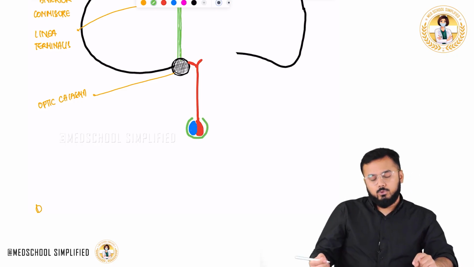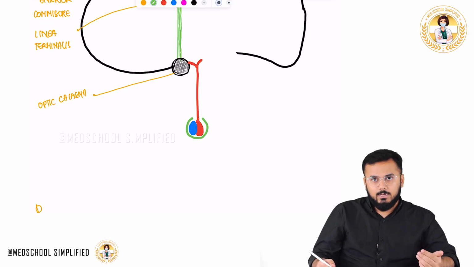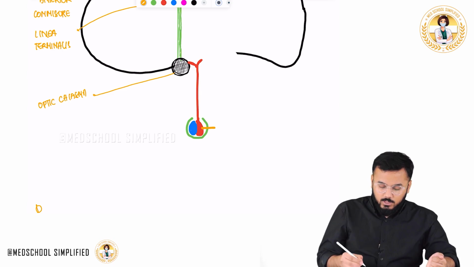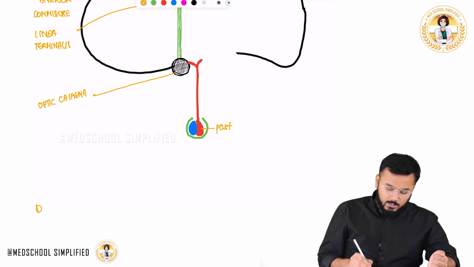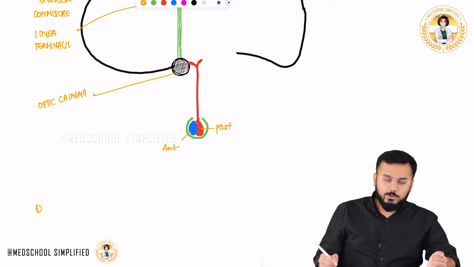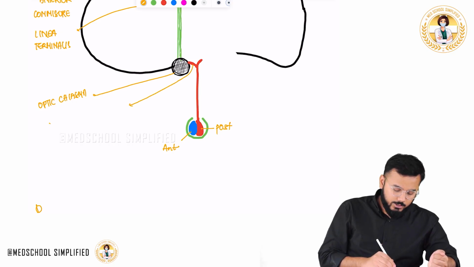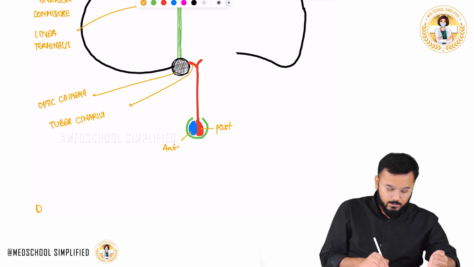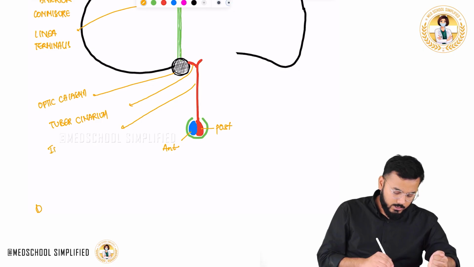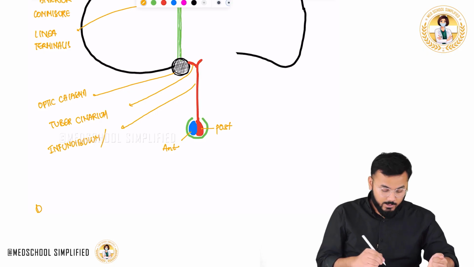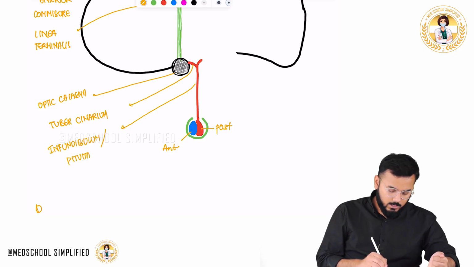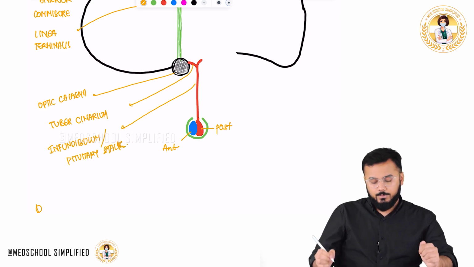So you have got two parts over here. One is called what? The posterior pituitary, and the other one is your anterior pituitary. So where is your posterior pituitary? See this one over here. This one is your posterior pituitary, and this one is your anterior pituitary. And this part is your tuber cinereum, and this one is your infundibulum. What is the other name for infundibulum? This is also called the pituitary stalk.